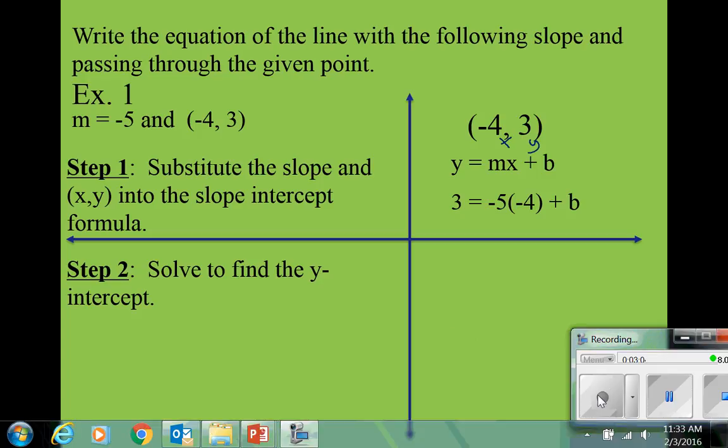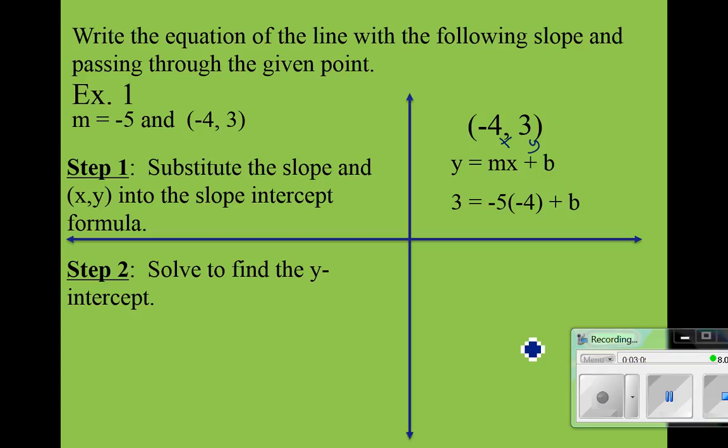To start solving, I want to go ahead and do the multiplication. After I do the multiplication, I end up with 3 equals positive 20 plus b. Now you have a one-step equation. Draw a line down the equal sign. What are you going to do to both sides? Subtract 3. You would subtract 20 if you don't want to do anything with the 3 because then you won't have anything on the first side. Subtract 3 on both sides.